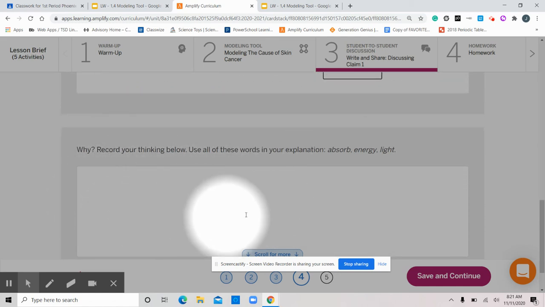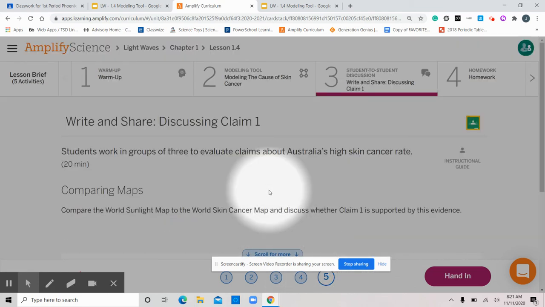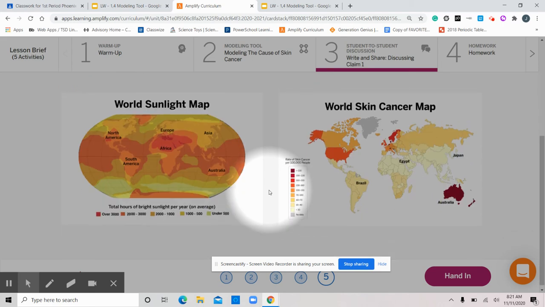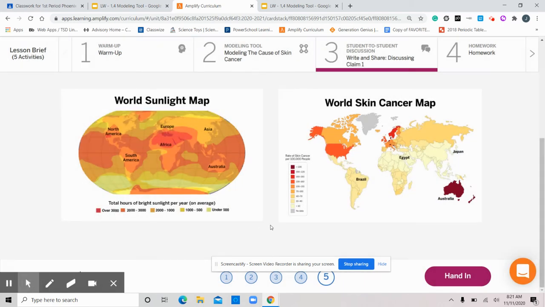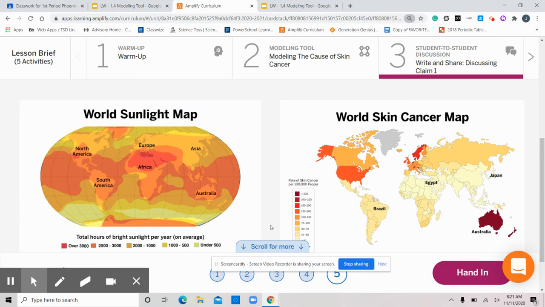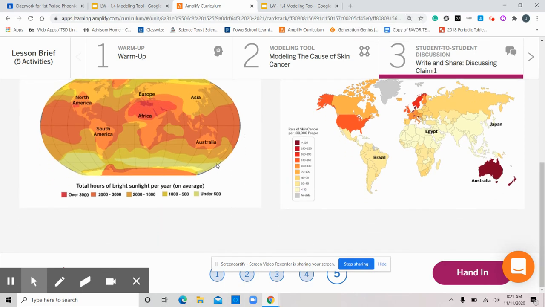We are going to skip answering this part right here. We're going to go to part 5. Okay, so this is where we're really going to dive into these two claims. Control plus. So again, we compared Australia with Japan.